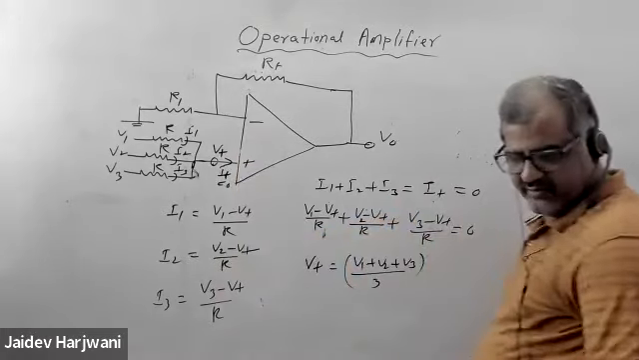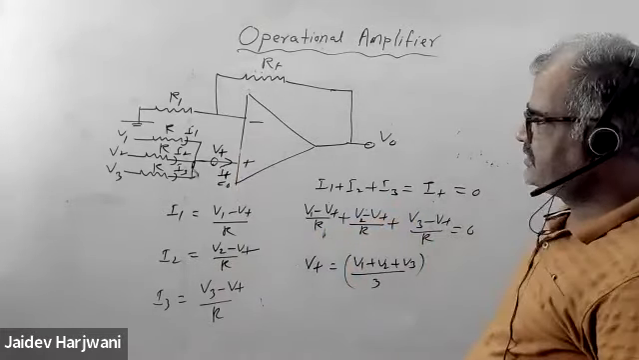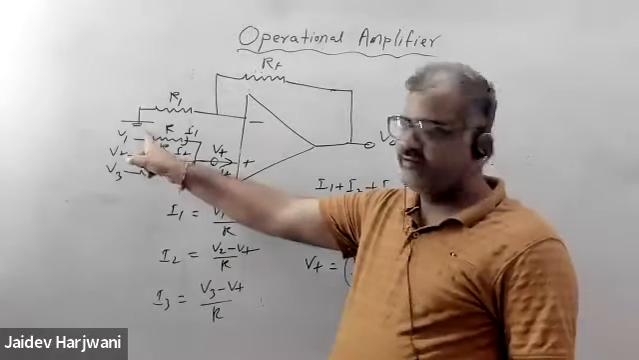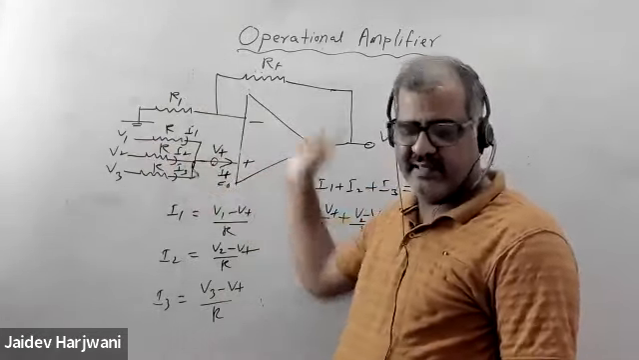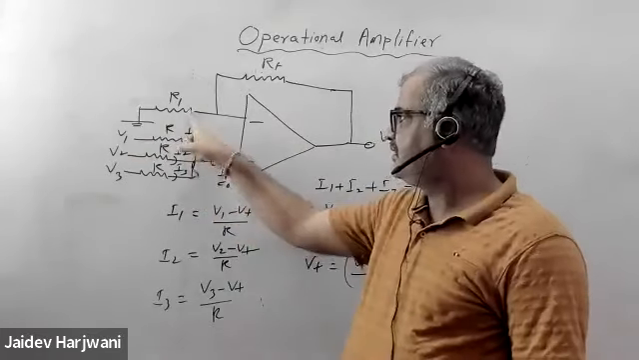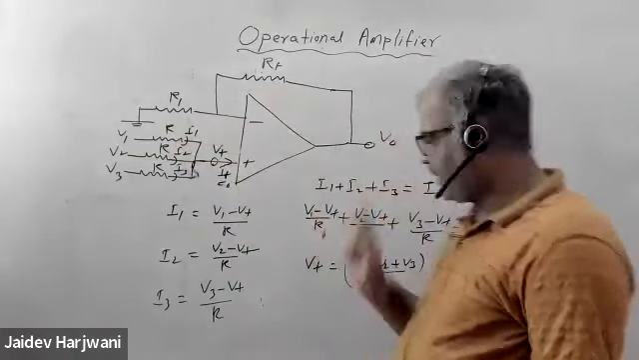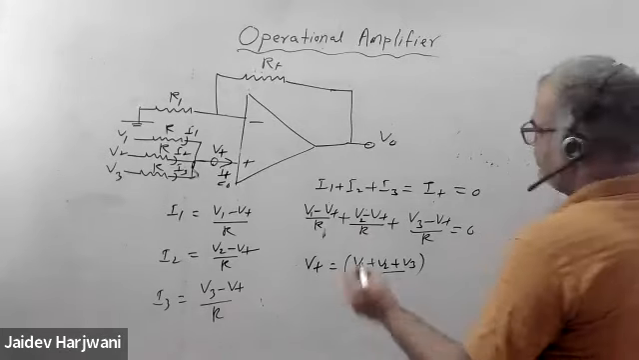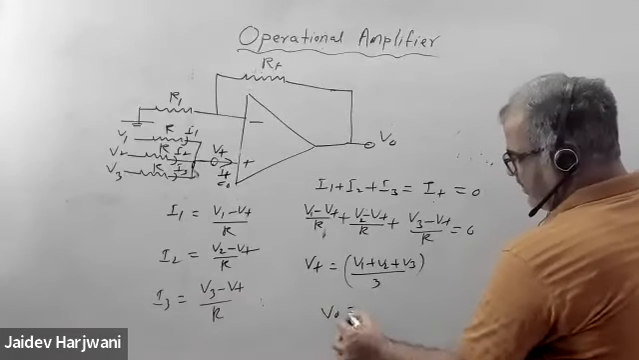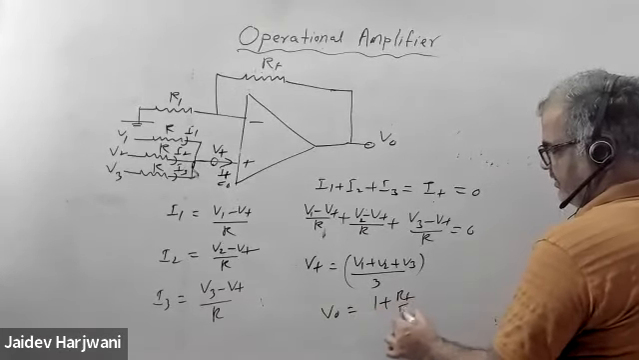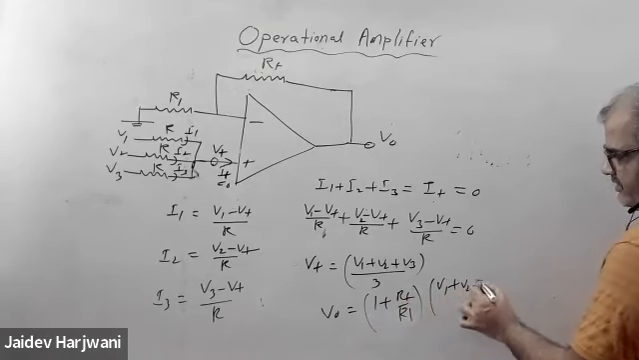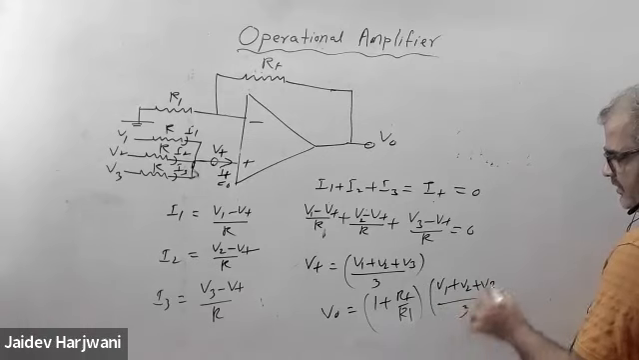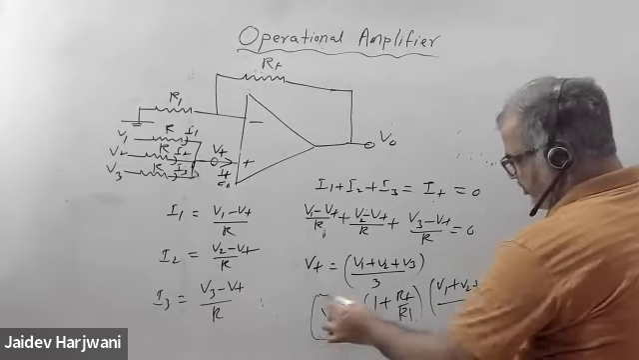So as I know the voltage value, okay. See, in inverting amplifier, you need this input. In non-inverting amplifier, you need this value, and then you can apply the formula. Once you know this voltage, you can apply this formula. So your V naught will be (1 plus RF upon R1) into (V1 plus V2 plus V3) by 3. Okay. This is your formula for V naught.